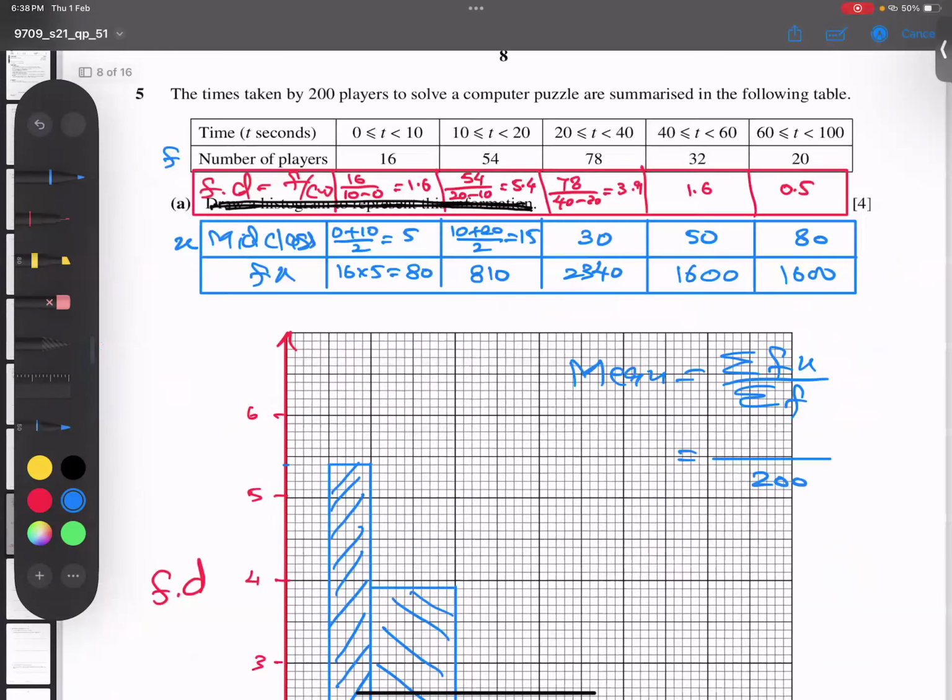So Alhamdulillah Rabbil Alameen, Sigma Fx means add them all. If I add them all, like I'm typing in the calculator, 80 plus 810 plus 2340 plus 1600, it comes to 6430. And if I divide by 200, the answer is 32.15 exactly. No need to round because it's the exact answer. So Alhamdulillah Rabbil Alameen, the mean is done.